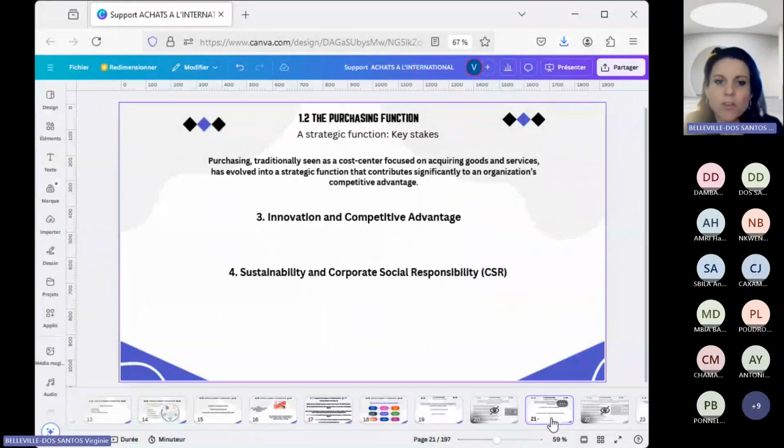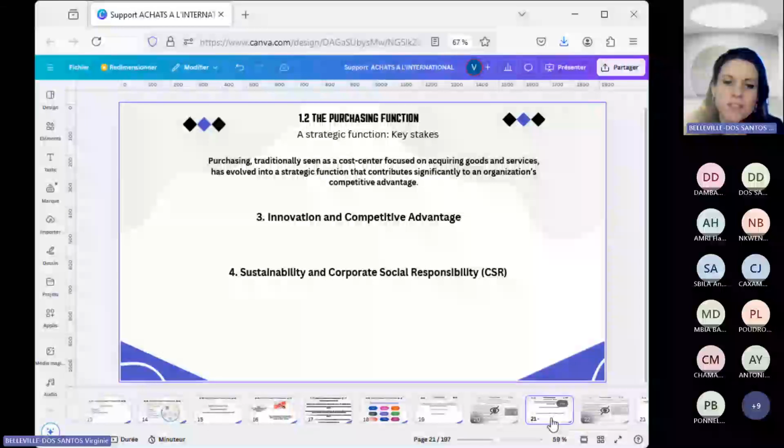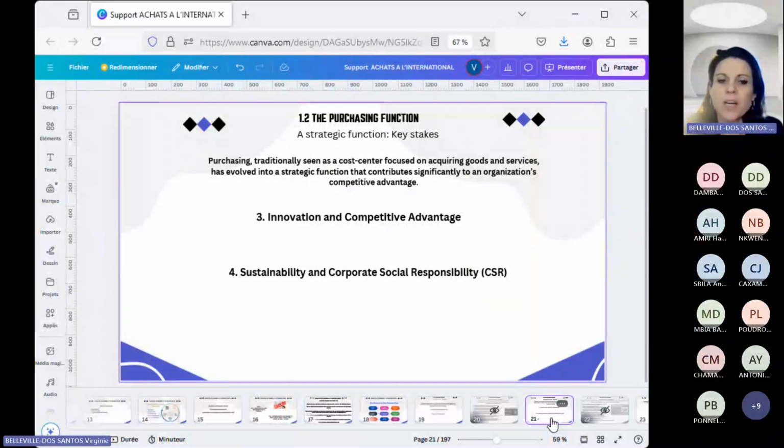Let's speak now about innovation and competitive advantage. So here we have two main points. The first one is collaborative partnerships. Strategic purchasing fosters innovation by collaborating with suppliers on product development or process improvements. And the second one is access to new markets and technologies. Leveraging suppliers' capabilities enables businesses to stay ahead in rapidly evolving markets.